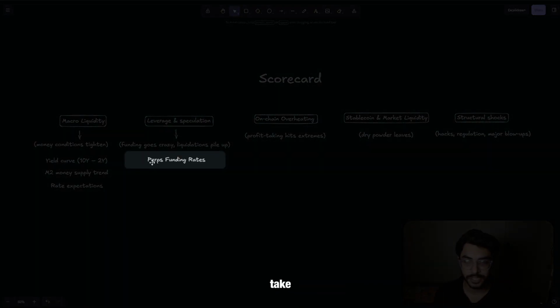The first thing to take a look at in this bucket is perpetual funding rates. Think of funding as basically crowd positioning pressure.